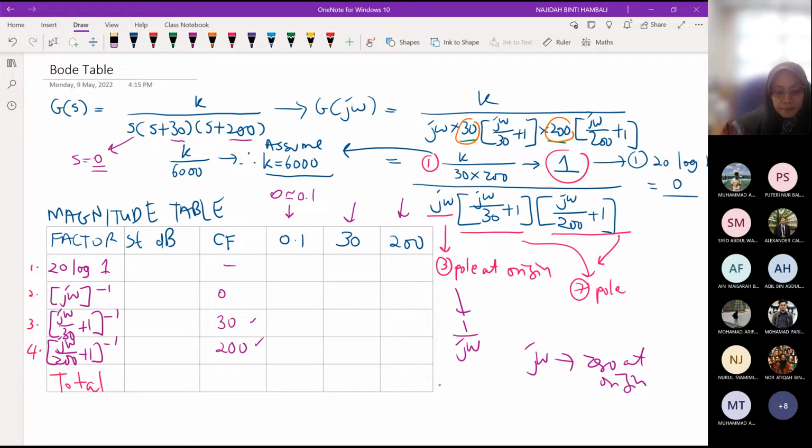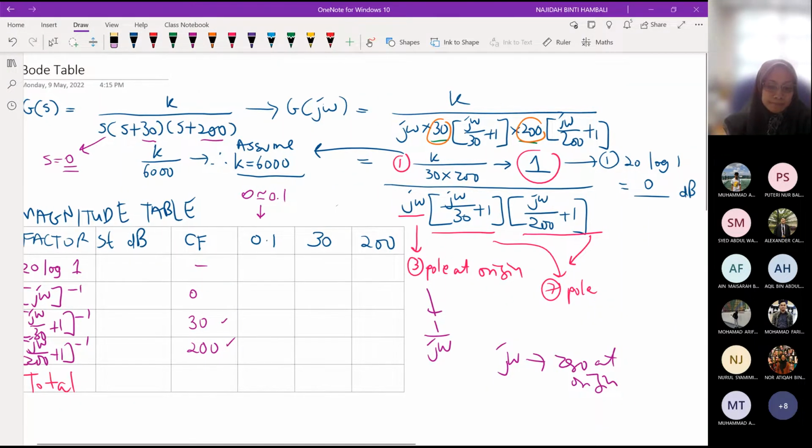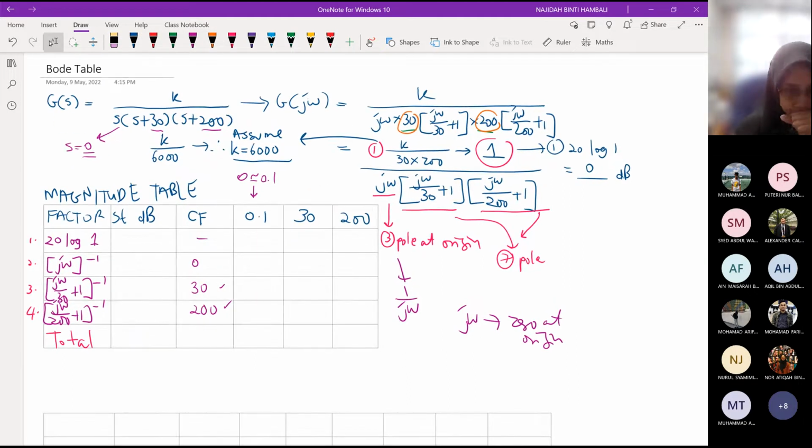Okay, next kita fill up dulu starting point for decibel. Yang ni kena tengok starting point untuk magnitude plot daripada 10 frequency response theory. Constant, theory number one. What is the starting point for magnitude for 20 log 1? Starting point dia berapa? Kosong. Very good, kosong ni. You dah kira dah, 20 log 1. So kosong.